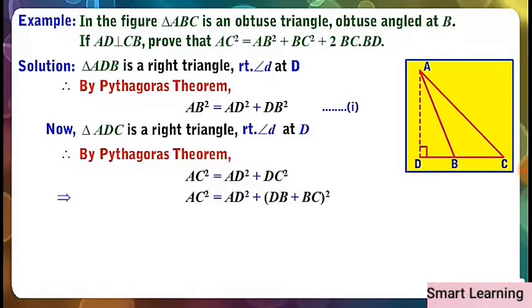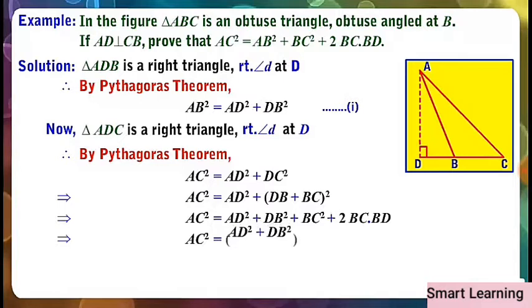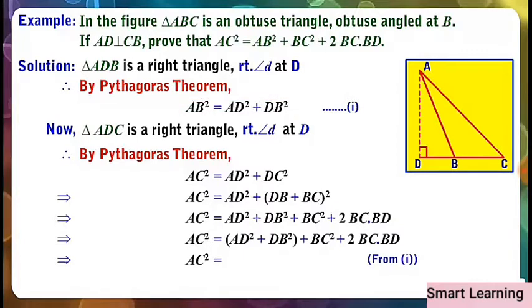whole square. This implies AC square is equal to AD square, applying the formula of A plus B whole square, plus DB square plus BC square plus twice BC into BD. This implies AC square is equal to, combining AD square and DB square, plus BC square plus twice BC into BD. This implies AC square is equal to, from first we have AD square plus DB square is equal to AB square. So in place of AD square plus DB square we can write AB square plus BC square plus twice BC into BD.